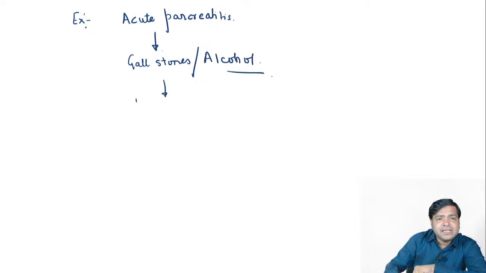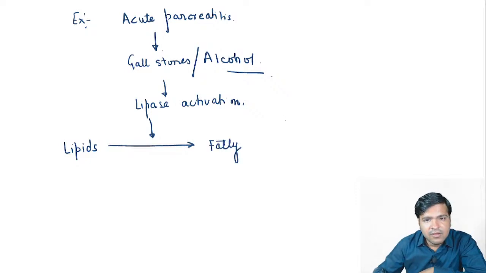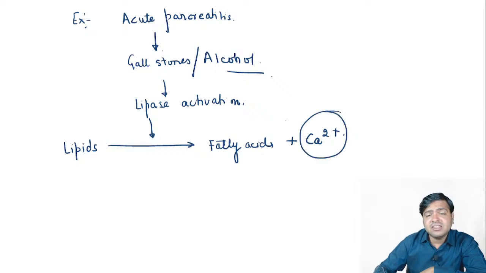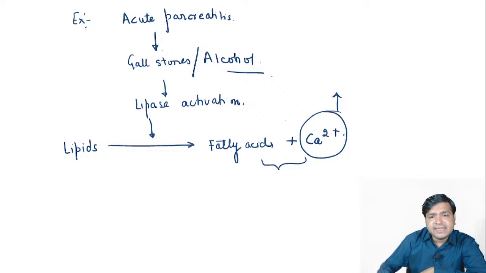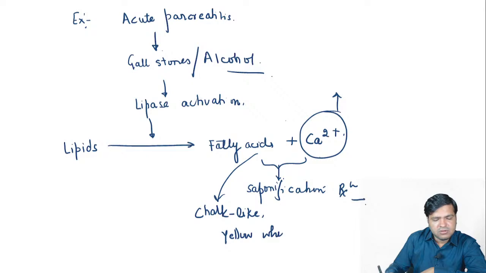Okay, and this will lead to activation of lipase. Now, what is the function of lipase? It will break down the lipids into fatty acids, and we have a byproduct over here, that is calcium. If the calcium level in the blood is increased, it is going to tell you the severity of pancreatitis. The fatty acids and calcium have a reaction that is called the saponification reaction, and this gives a chalk-like, yellow white deposit.